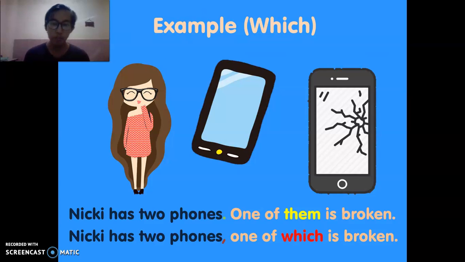Them here refers to the things, the handphones, and then which here will replace them in the adjective clauses with the expressions of quantity. So the full sentence will be Nikki has two phones, one of which is broken.